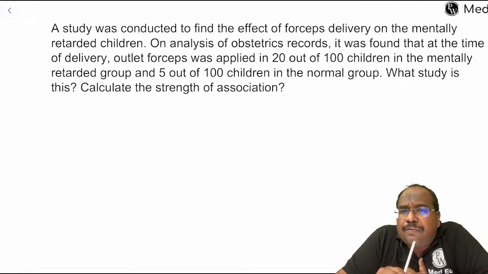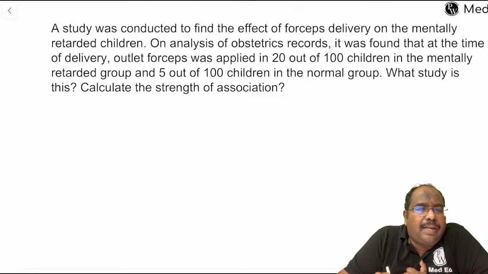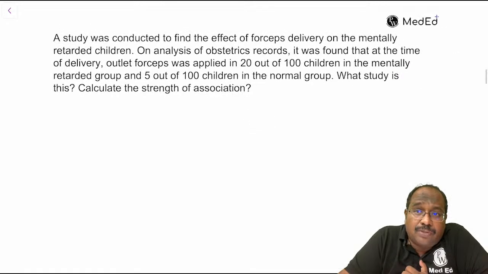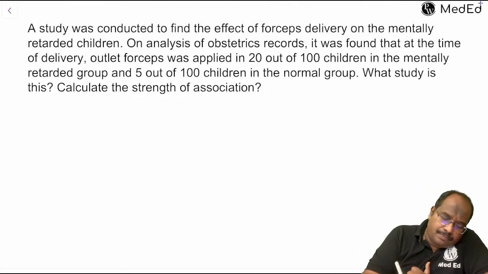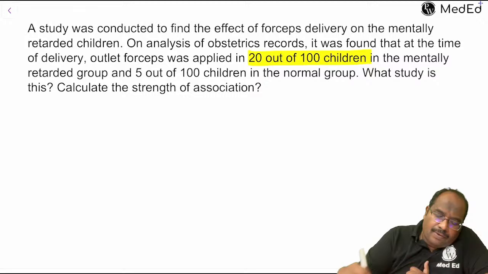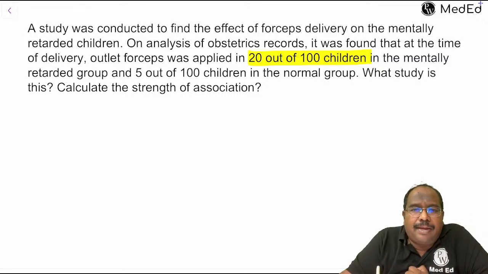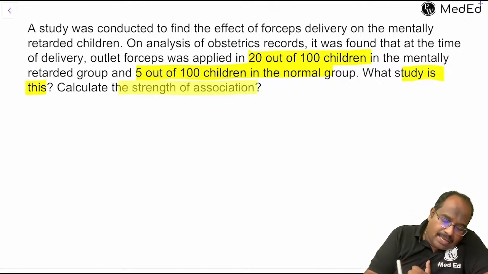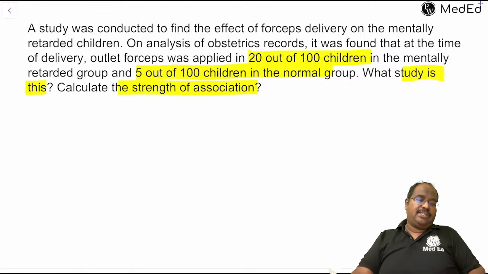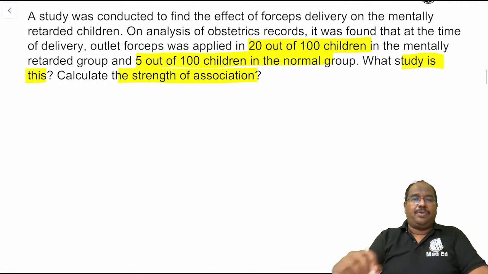A study was conducted to find the effect of forceps delivery on mentally retarded children. Does doing forceps delivery lead to mentally retarded children, some form of birth hypoxia? On analysis of OG records, it is found that at the time of delivery, outlet forceps were applied on 20 out of 100 children in the mentally retarded group, 5 out of 100 in the normal group. Can you tell me what this study is, and calculate the strength of association?